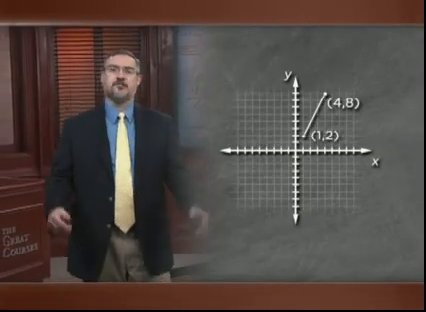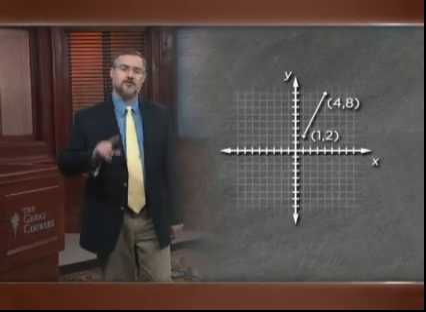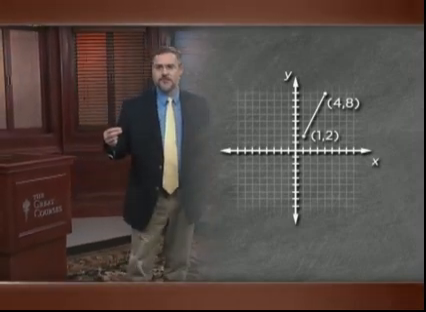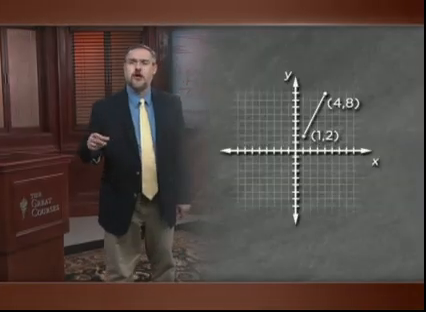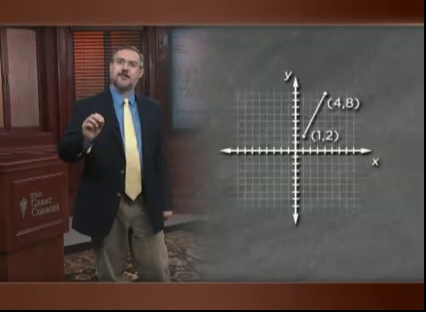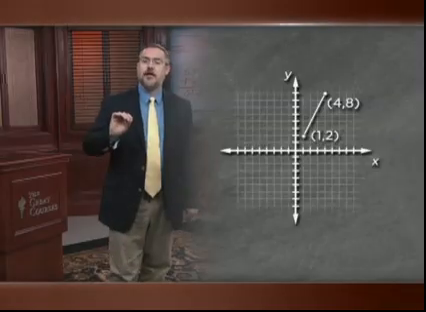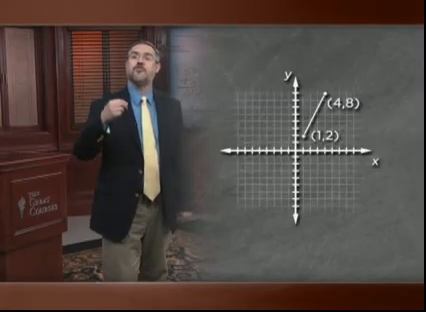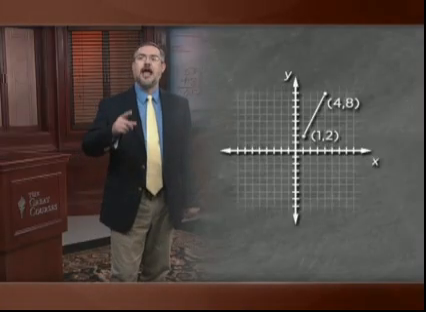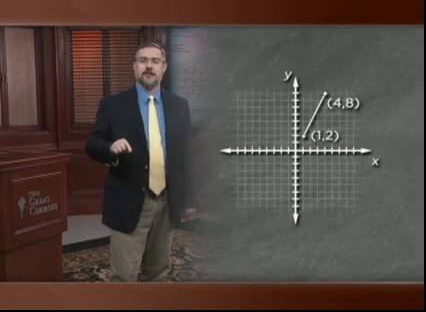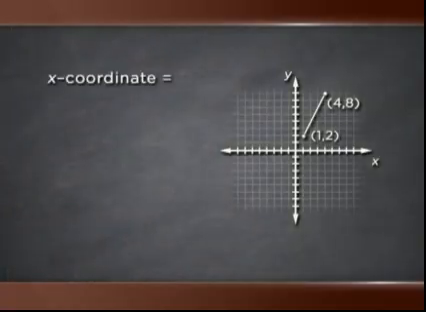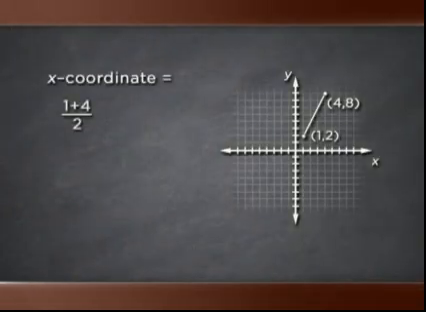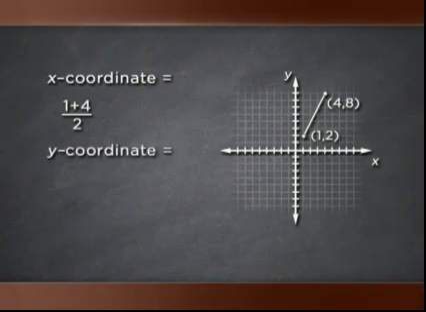Now, how do we find its midpoint? Well, it's not a problem. Let me talk you through it. The x-coordinates of the two original points are used to find the x-coordinate of the midpoint. And the y-coordinates of the two original points are used to find the y-coordinate of the midpoint. And the formula in this particular case looks something like this. The x-coordinate is going to be 1 plus 4 all divided by 2, and the y-coordinate is going to be 2 plus 8 all divided by 2.